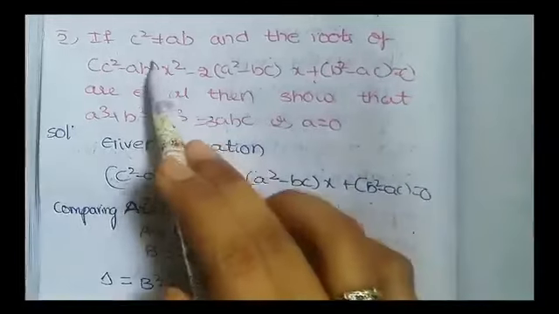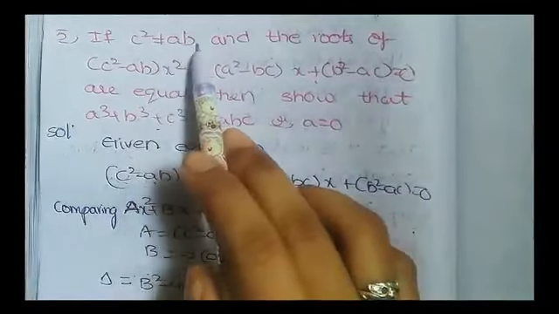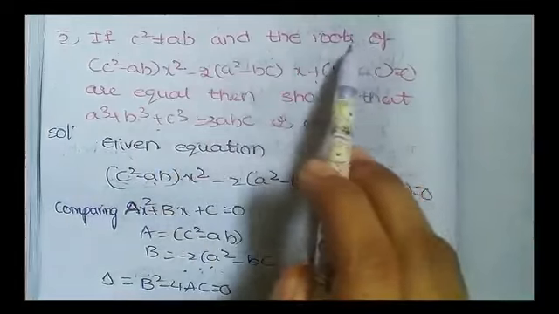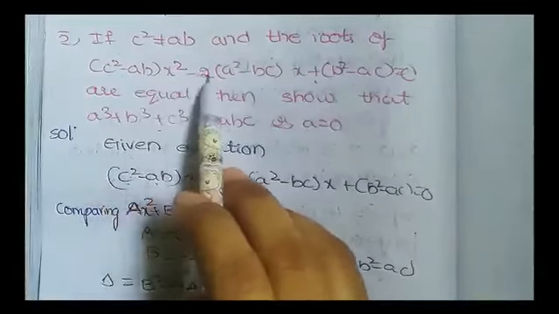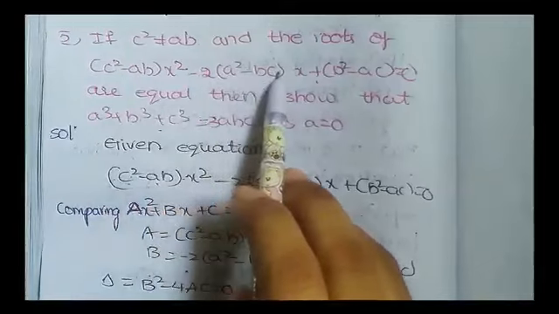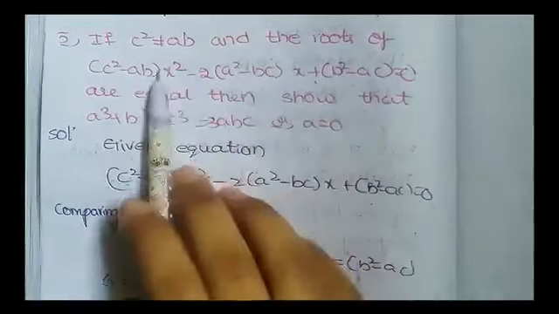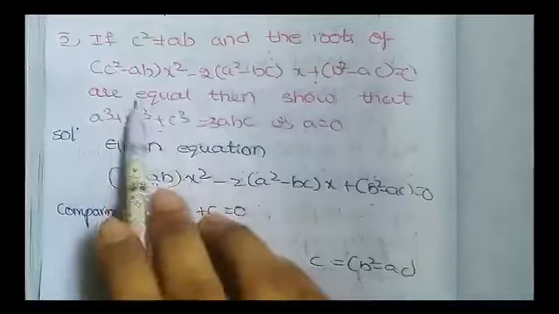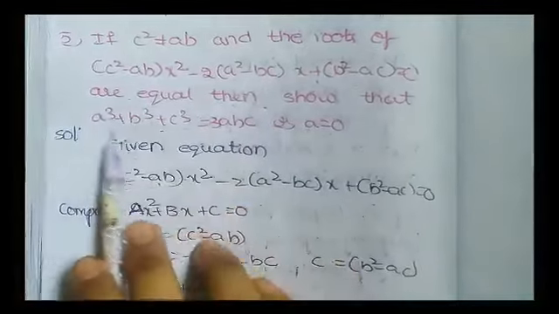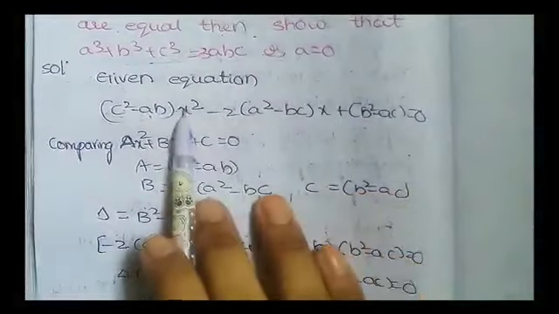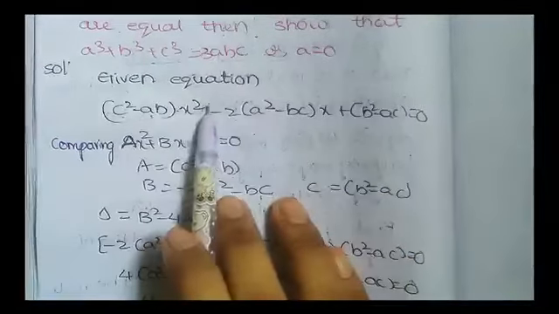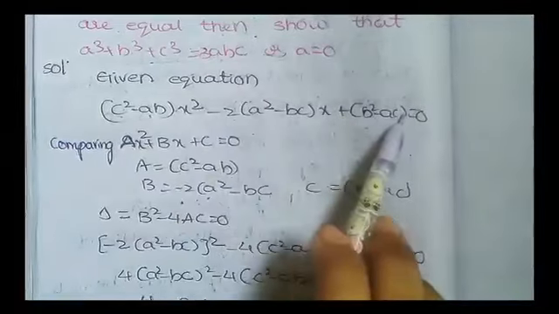In the fifth problem, if c square is not equal to ab, find the roots of the equation (c square minus ab)x square minus 2(a square minus bc)x plus (b square minus ac). It is a quadratic equation and they given that the roots are equal, and we have to show this. So first of all, write the given equation.